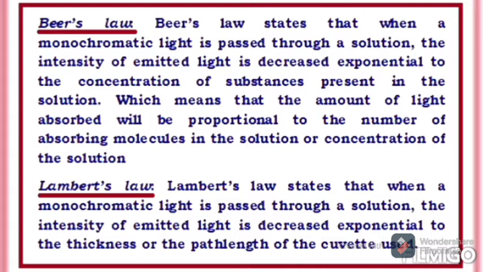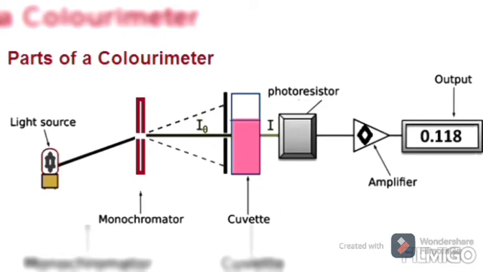higher. Lambert's law states that when monochromatic light is passed through a solution, the intensity of emitted light decreases exponentially with the thickness or path length of the cuvette used. This means that the path length of a cuvette is usually 1 centimeter, and if the liquid column or path length is higher, the absorbance also will be higher.